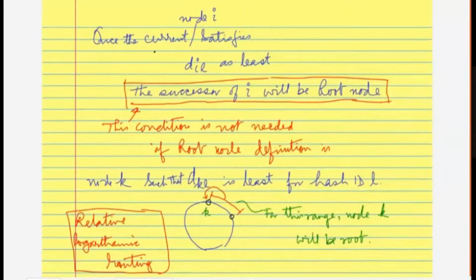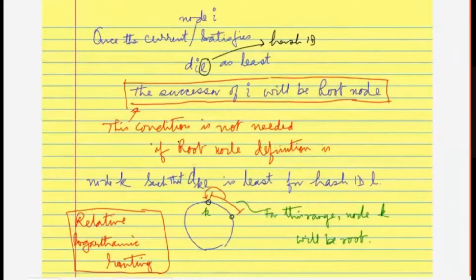So once the current node I satisfies the condition, where L is the hash ID which we are searching, this is what we had used in the earlier slide. The successor of I, with the least value, will be the root node. This is what I mentioned earlier.